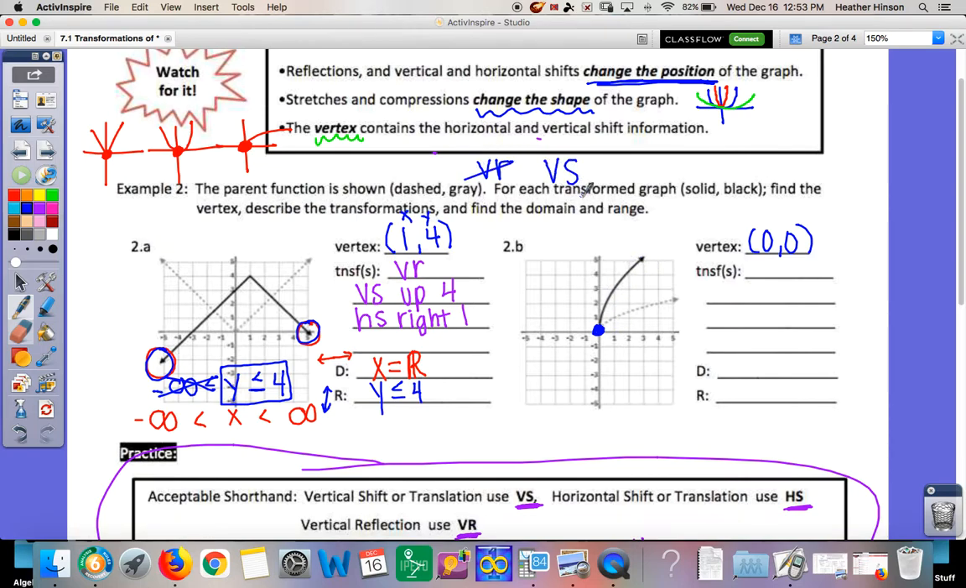Was there a vertical shift? Did it move off of 0 and go up or down? No, it stayed at 0, so it didn't go up or down. Is there a horizontal shift? Did it go left or right from 0? No, again, it stayed at 0, so there's no horizontal. Is there a stretch or compress? For stretch, it's going to be greater than 1. For compress, your slope is going to be between 0 and 1.